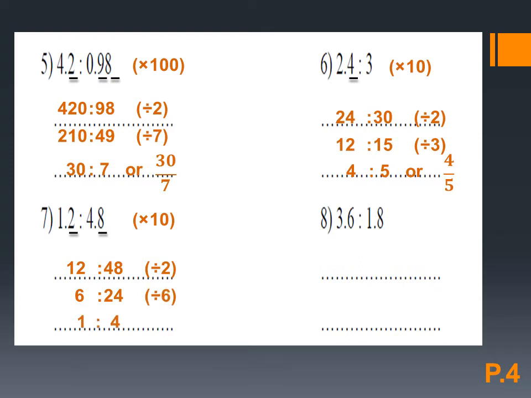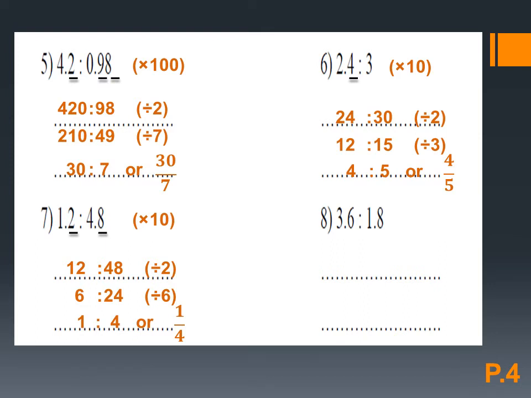Even again, divided both of them by 2 or 4 or 6 or 8. But here we divide by 6 because we know that 6 and 24 can be found in the table of 6. To get the simplest form, 1 to 4, or write it as a fraction, 1 over 4.